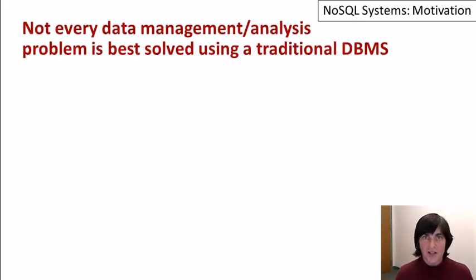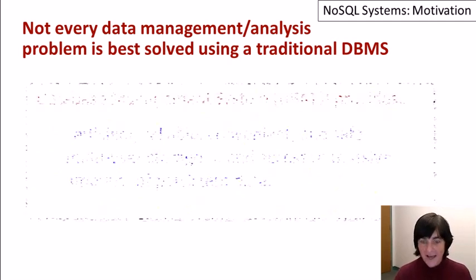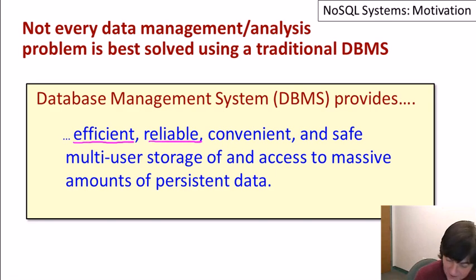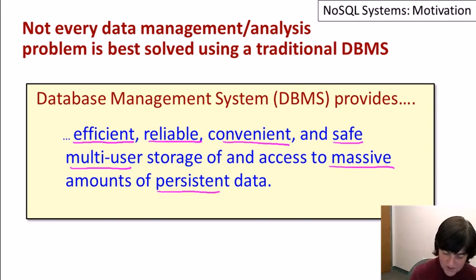So what's wrong with a traditional relational database system? Well, the primary issue is that it's a big package with all kinds of features. And in many cases, though, having all those features in one place is a great thing. But sometimes we don't need all of the features, and it can actually be advantageous to drop some of those. Now, what are those features? I'm going to wind all the way back to the introductory video to these materials where we talked about database management systems and all the great things they provide. And actually, I've copied this directly from my very first set of slides that tells us that a database management system provides great things: efficiency, reliability, convenience, safety, multi-user access to massive amounts of persistent data.